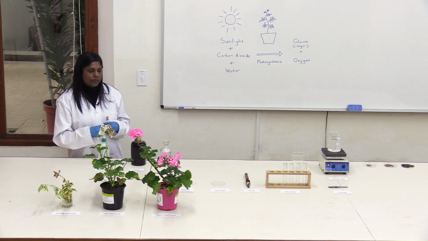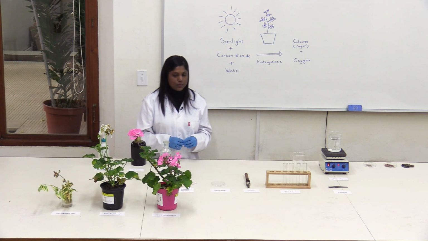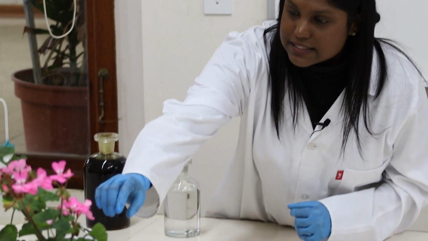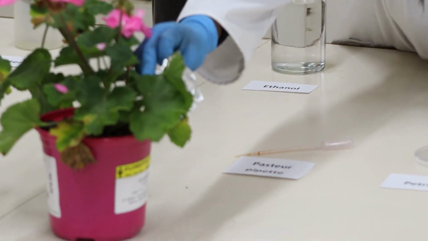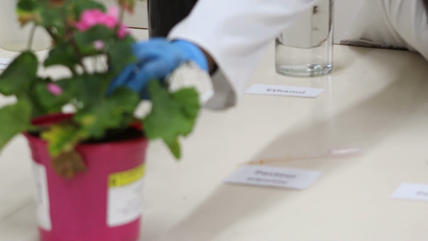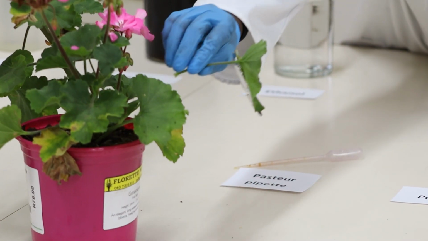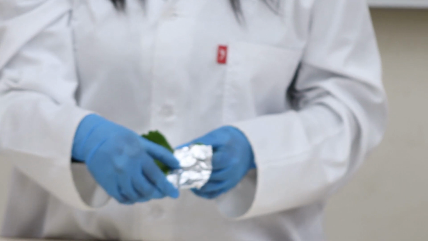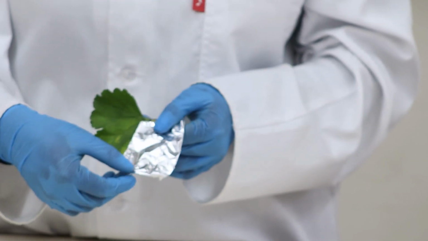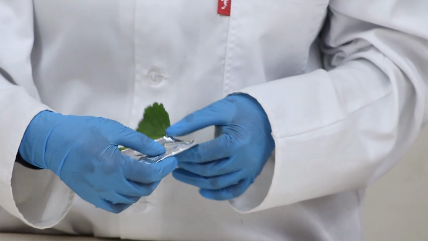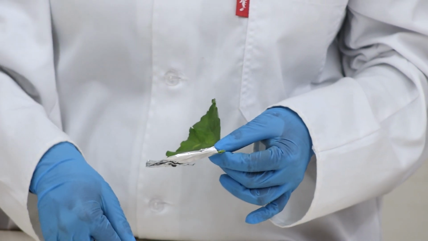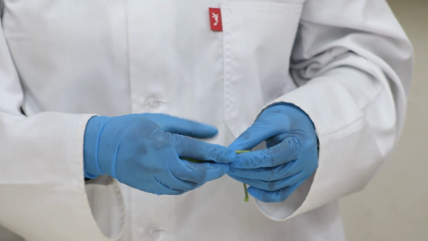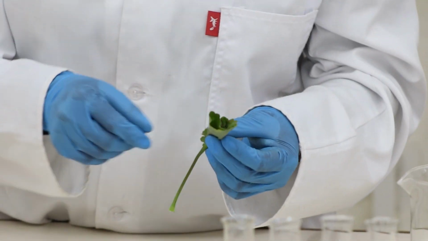Firstly, the first step that we will do is to remove a leaf from one of the treatment plants. In this instance, it is the dark treatment to test the effect of light, or the necessity or requirement of light for photosynthesis. So half of this leaf has been covered to prevent light from penetrating into the leaf. The first step is to place this leaf into a boiling tube.